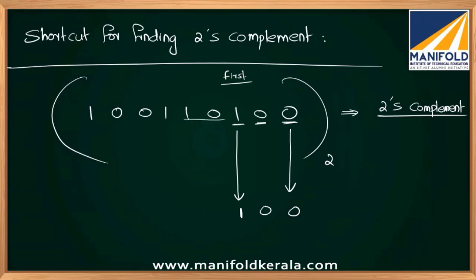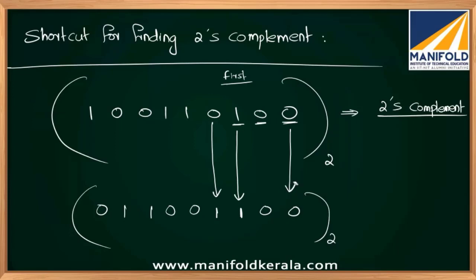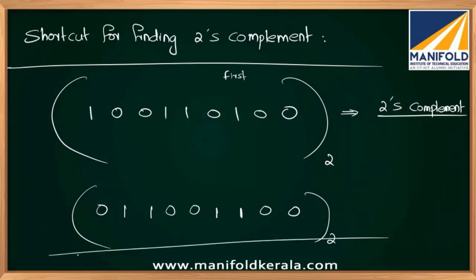Once you get the first 1, every remaining bit you take the complement of, don't write it as it is. So every bit after this one you complement. Write this as 1, this as 0, this as 0, this as 1, this as 1, this as 0. So this will be the 2's complement of the given number, and this will be your answer. Is that method clear?